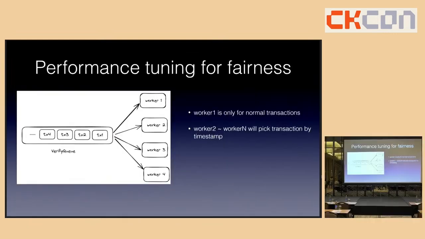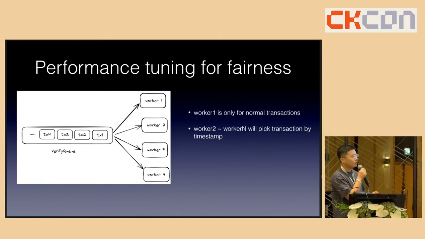So in practice, we also found a scenario we don't want: too many transactions with large cycles will block the normal transactions. You can imagine that if there are a lot of transactions with large cycles, all the workers will be busy processing the large cycles. So normal transactions may wait more time, but actually we can handle normal transactions in a very short time. So there will be a worker which is only for normal transactions, and the other workers will pick transactions by time step.